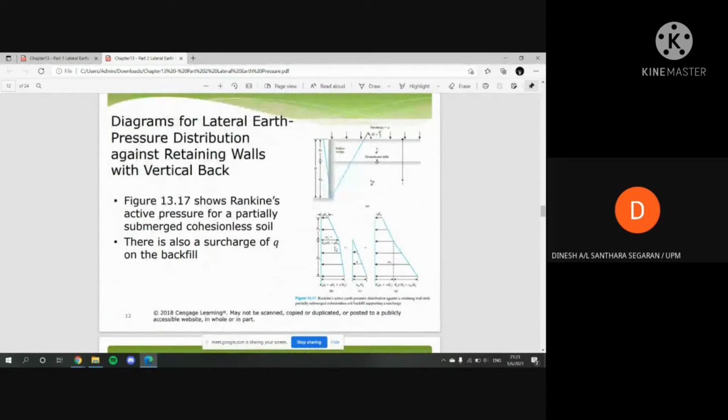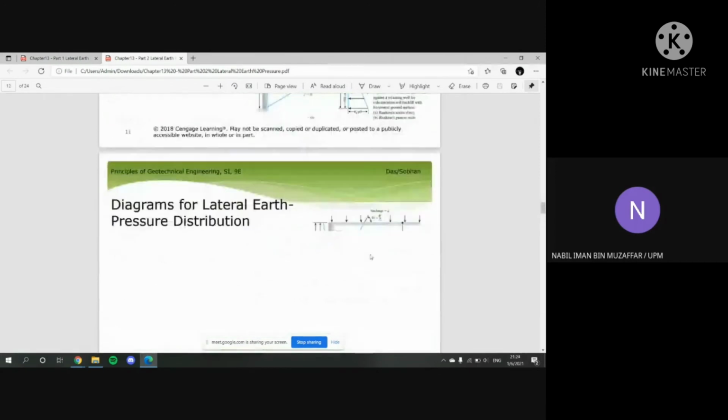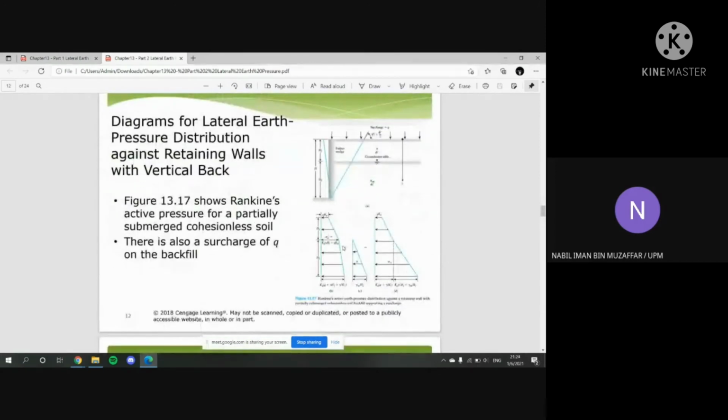So this is the diagram for the partially submerged case. Because it is submerged, we have different states of soil, so we cannot make the same triangle like this. We have to separate them like this. So basically this is an explanation based on what Farah explained earlier, but hers was a bit more in depth.